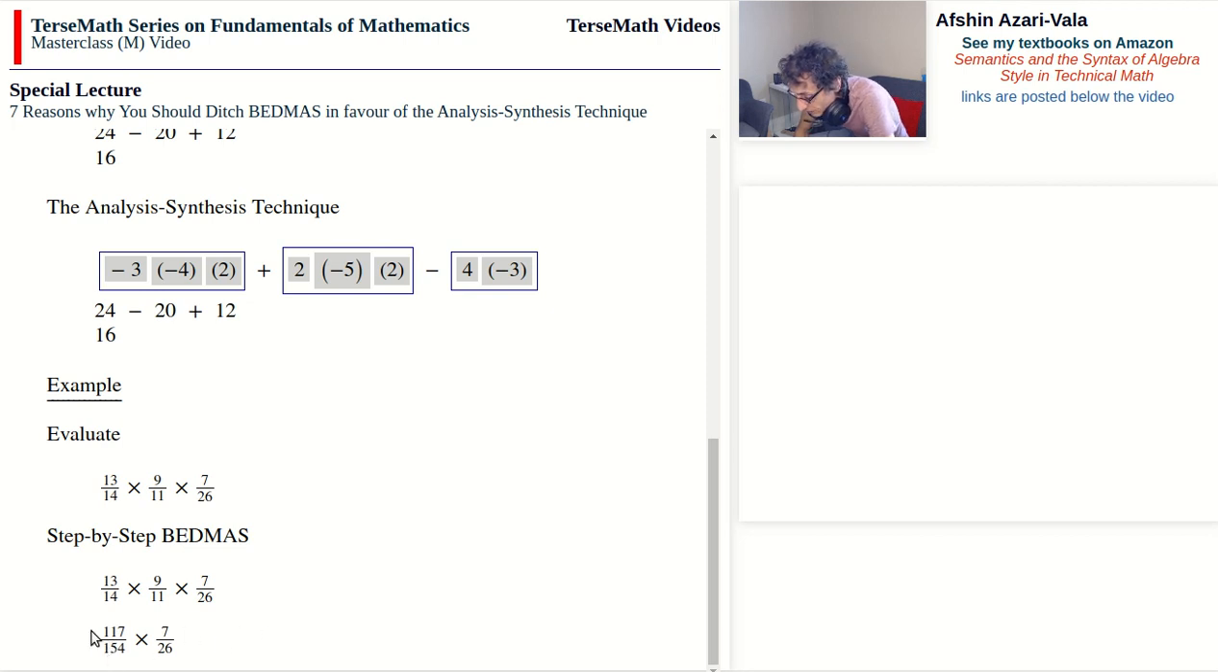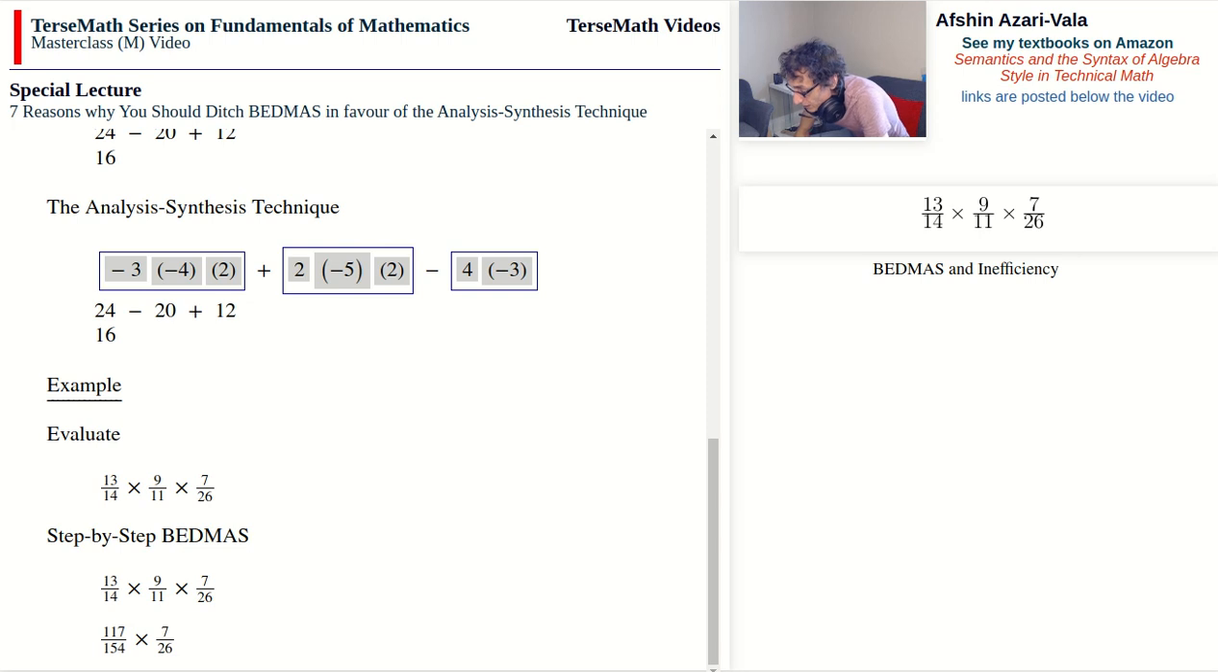But I cannot really tell, is there something common to 117 and 26? They look like they have nothing in common, but you never know. Same thing with 7 and 154. 7 and 26 we can probably tell have nothing in common. So what's a better way of doing it?